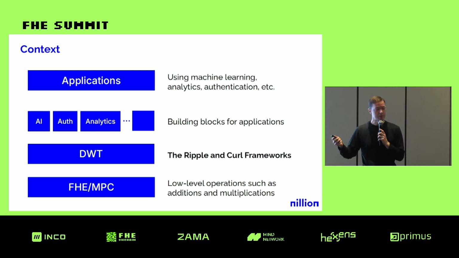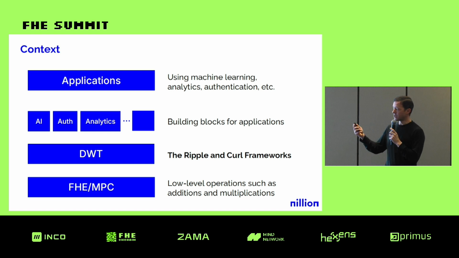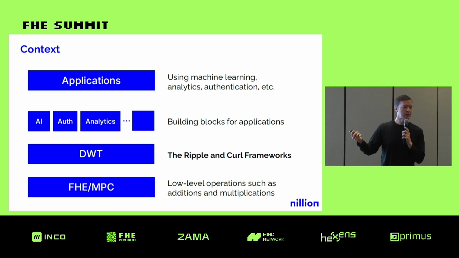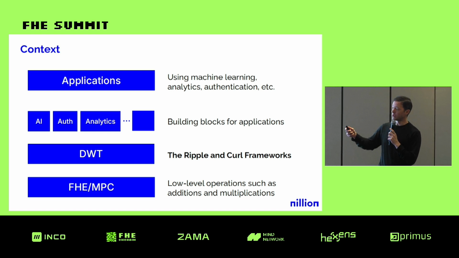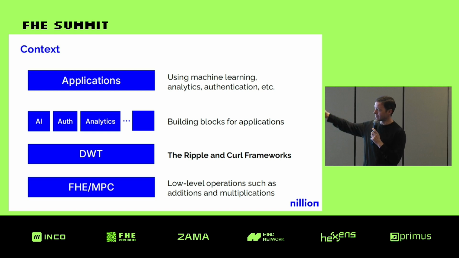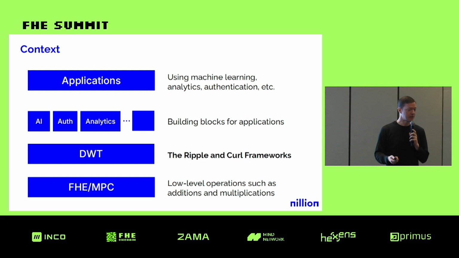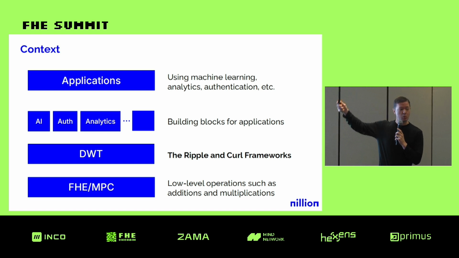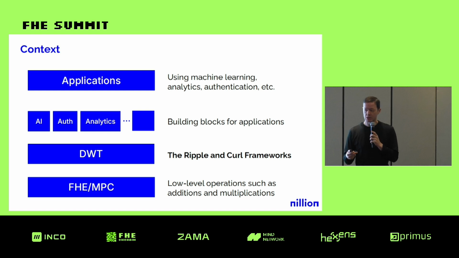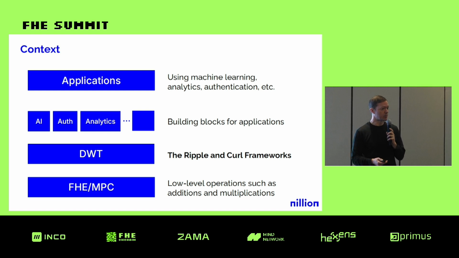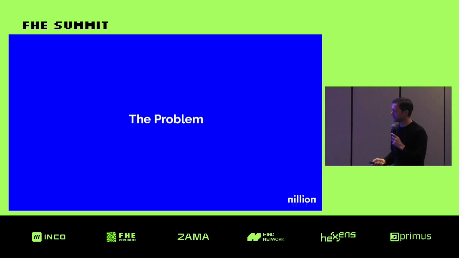Once you have this DWT, what it unlocks is efficient AI applications, authentication, analytics, with which you can build applications. So in essence, this DWT technique, we will see what it means, is actually bridging the gap that exists between what MPC and FHE provide, which is a low-level programming interface in terms of programming languages, and what you really need as a developer in terms of applications.